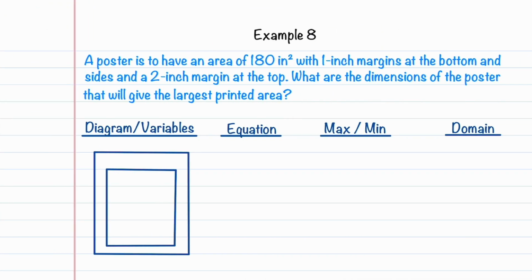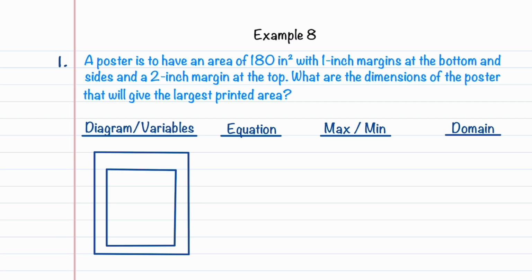In this optimization problem, we're designing a poster with margins that allow the printed area to be as large as possible. I think this is one of the hardest optimization problems to do. I'm going to explain things really clearly so that by the end, you will know exactly how to solve this type of problem. The first thing we want to do is read through the problem carefully and figure out what information we're given and then what we're asked to find.